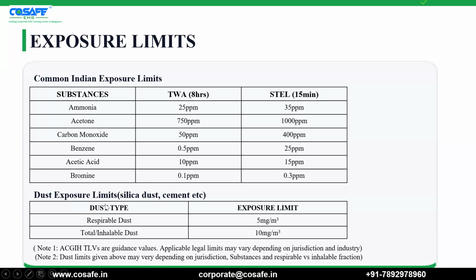Then dust exposure limits. For silica dust and cement, the exposure limit is 5 mg per meter cube. Respirable dust is 5 mg per meter cube. Total inhalable dust is 10 mg per meter cube. This is the difference. These are the basic exposure limits in India, which are being implemented or used.